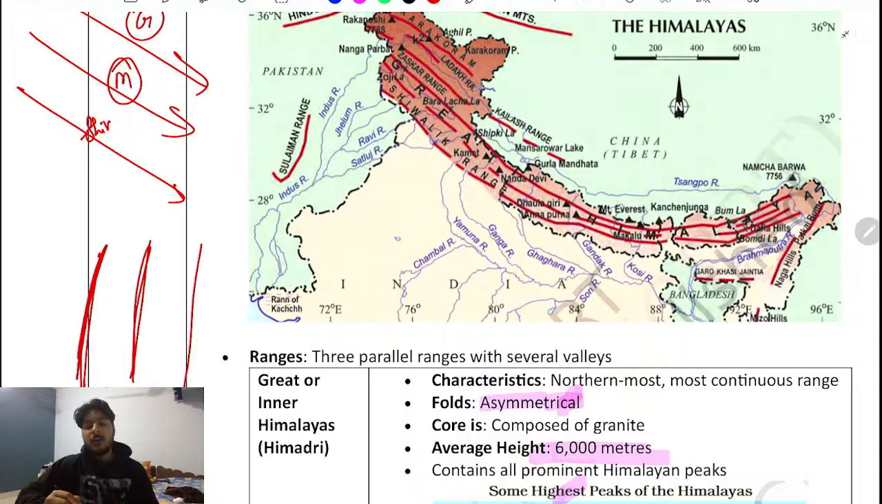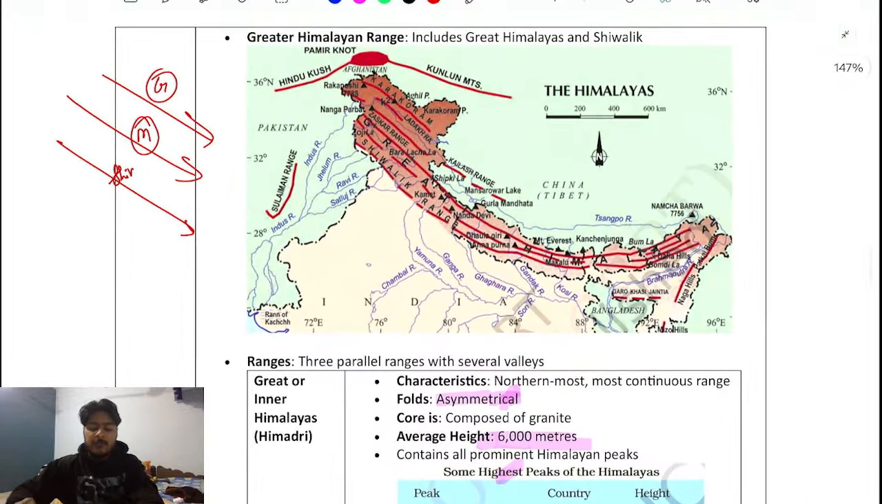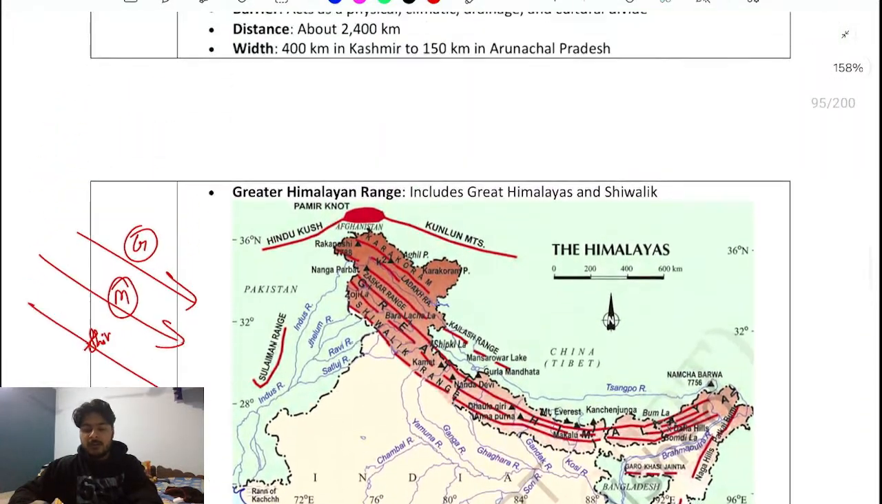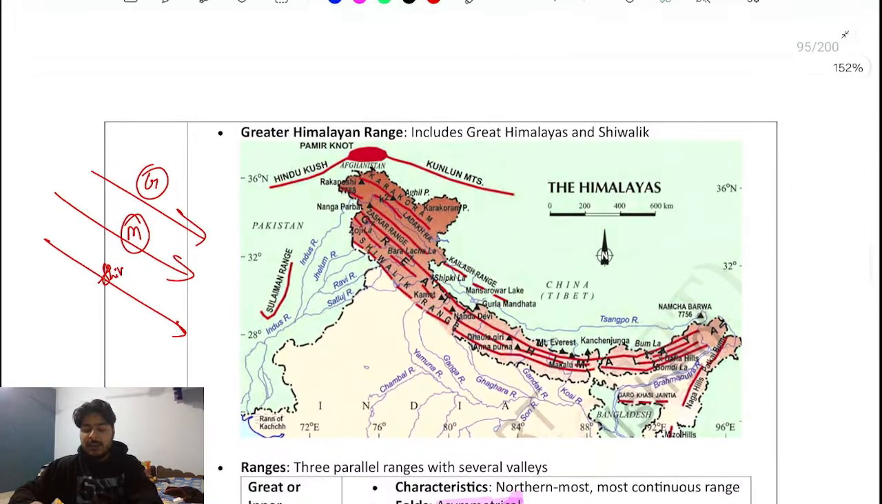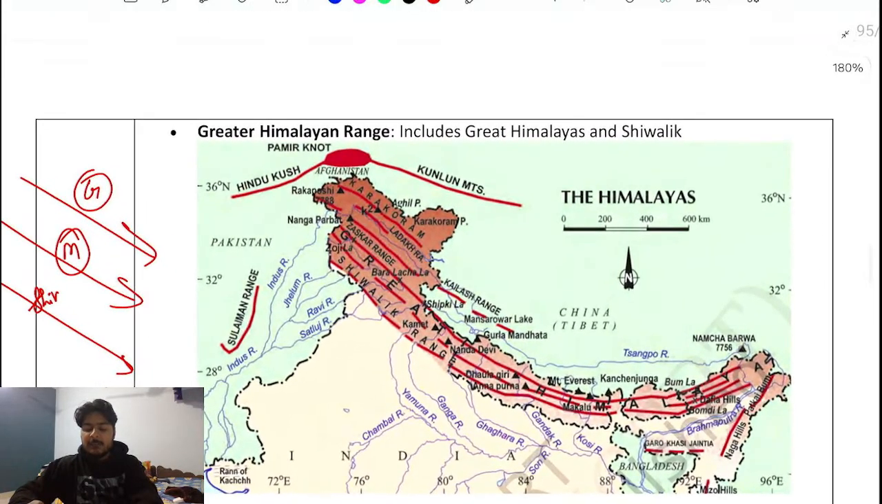In this format, I should say, on the basis of the river, we'll do the classification. So first, let us go with the first Himalaya, that is the Greater Himalaya Range, and Shivalik.